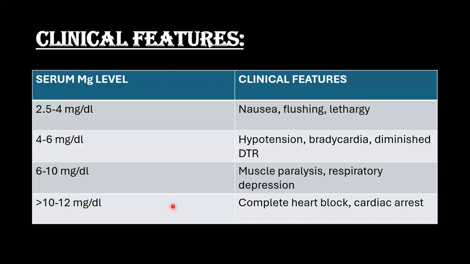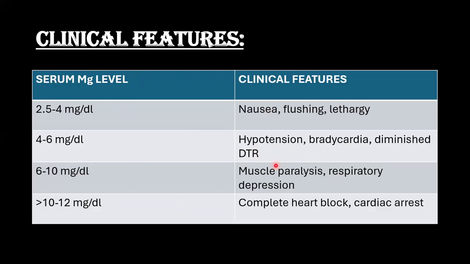So, what are the clinical features of hypermagnesemia? It depends upon the serum magnesium level. If it is between 2.5 to 4, it will cause nausea, flushing, lethargy. If it is 4 to 6 milligram per deciliter, it will cause hypotension, bradycardia, and diminished deep tendon reflexes.